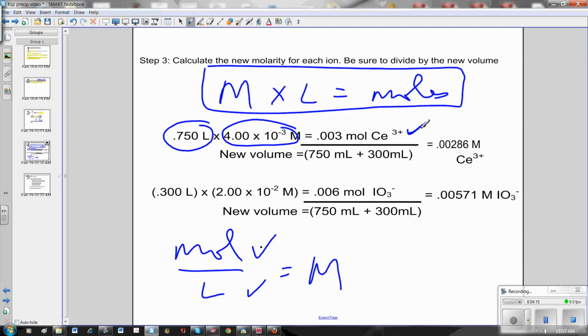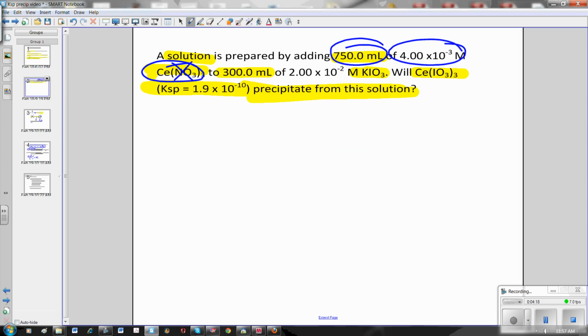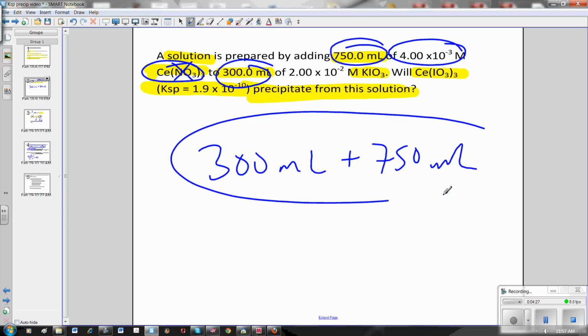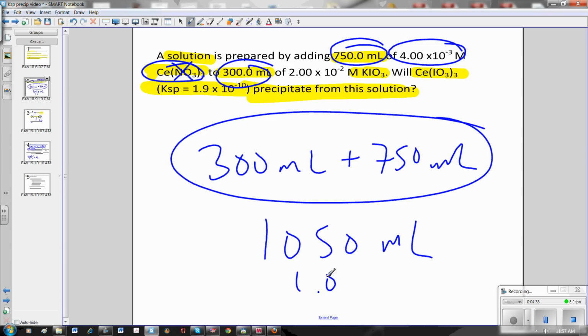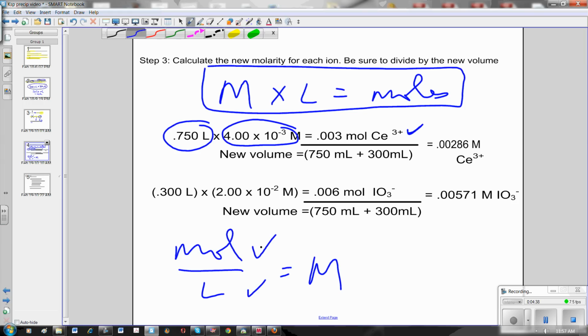New volume. Well, the new volume comes from the fact that you're mixing 300 milliliters and 750. So I'm mixing 300 milliliters plus 750 milliliters. That's going to be my new volume. So my new volume is going to be 1050 milliliters, or 1.050 liters. So I come back over here. You see that in the calculation. You see that right here on the bottom. I put the new volume on the bottom because molarity is going to change when you increase the volume. So I take the moles that I found, 0.003, divided by the new volume. I get my molarity. Stuff we've been doing for quite a few chapters, should be no big deal.